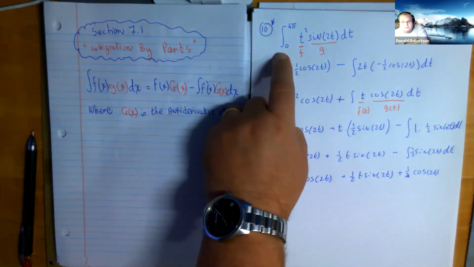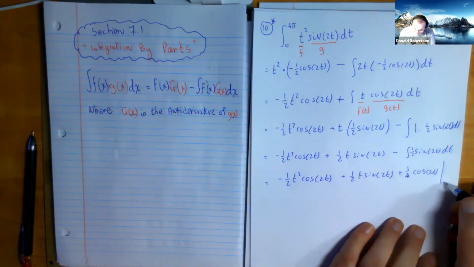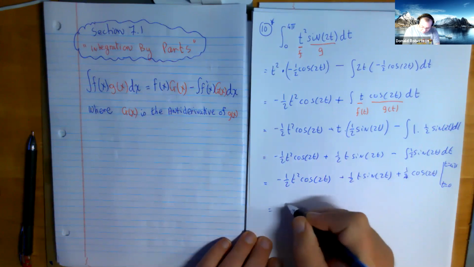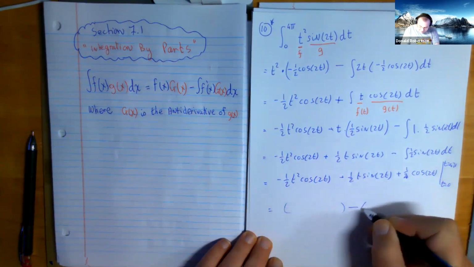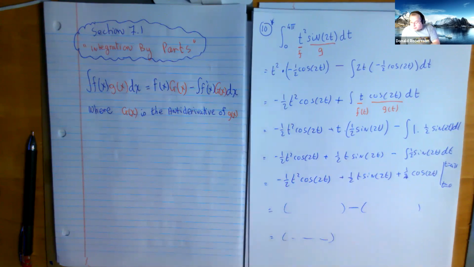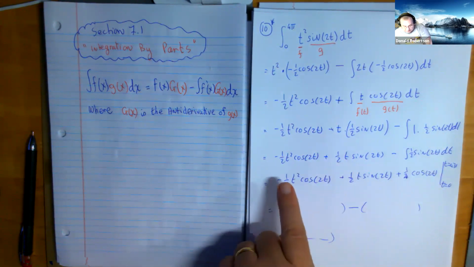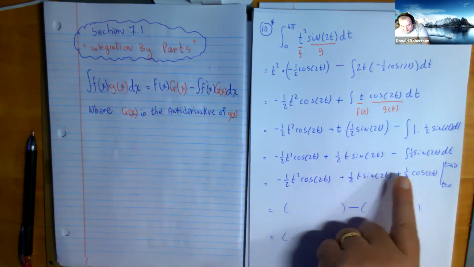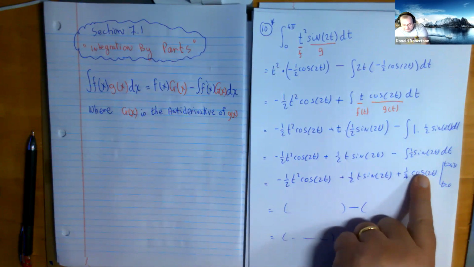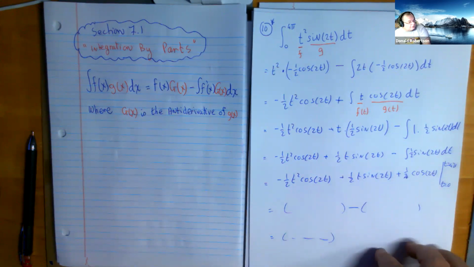Now, what's a little bit different? The integral is going to go from 0 to 4 pi. Which means you're going to plug in some stuff, take away, plug in some stuff, and you're going to get your answer. So you plug in 4 pi here, 4 pi here, 4 pi here, get the answer. Then you'd plug in 0 here, 0 here, and 0 here and get the answer.